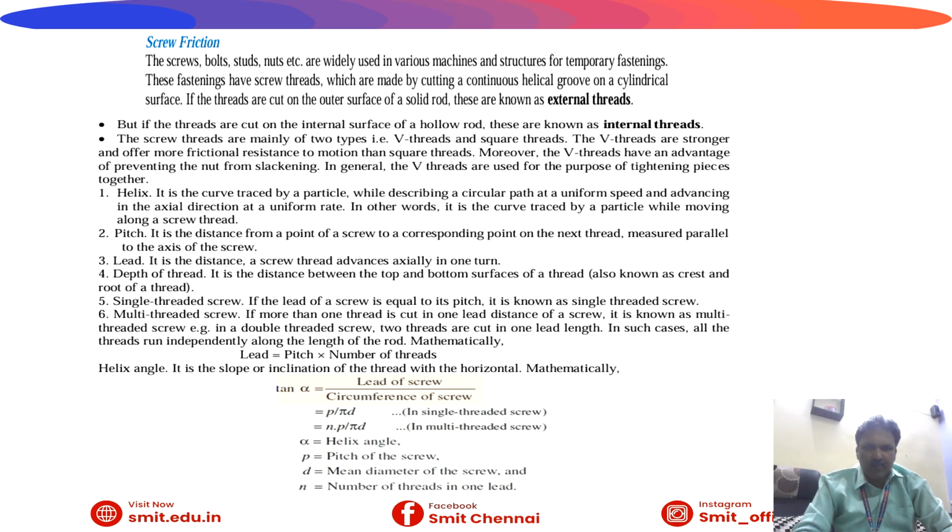Screw friction. Screws, bolts, studs, and nuts are widely used in various machines and structures for temporary fastenings. These fastenings have screw threads, which are made by cutting a continuous helical groove on the cylindrical surface. If the threads are cut on the outer surface of a solid rod, these are known as external threads. But if the threads are cut on the internal surface of a hollow rod, these are known as internal threads.